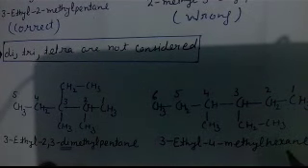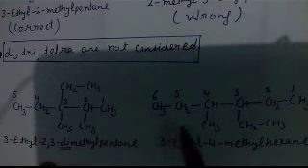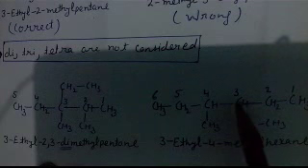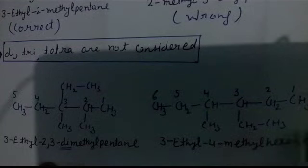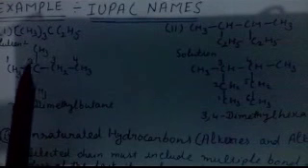Similarly, there is another example with 1 2 3 4 5 6 carbon atoms, so it is hexane. In position 4 there is a methyl group, and at position 3 there is an ethyl group, so ethyl comes first. 3-ethyl 4-methyl hexane. Students, here is the IUPAC name of another example.